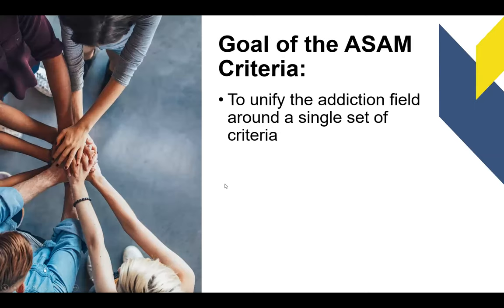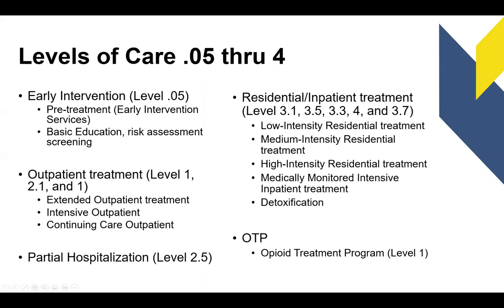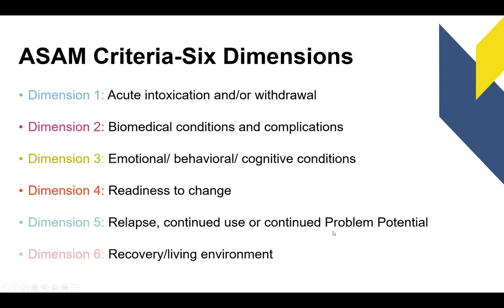The goal of ASAM criterion, as I mentioned, is to unify the addiction field around a single set of criterion. And here is just a quick glance at the different levels of care. We probably are all familiar with these, as we use these to help place our patients in the best possible, least restrictive level of care based on their needs. Here are the key 6 dimensions to ASAM criterion. And I could spend an entire afternoon going through these with you guys, but I want you to at least have an idea of what they look like.